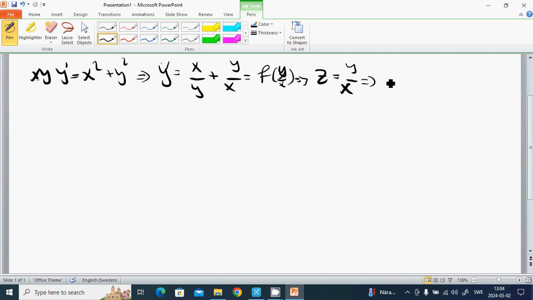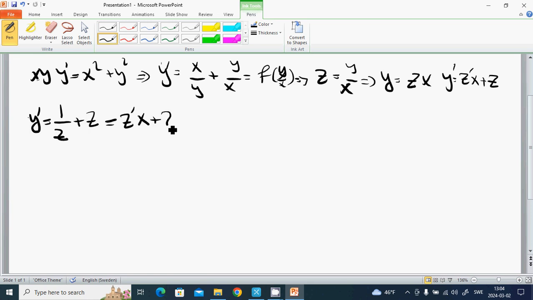Then y equals zx, and y prime equals z prime x plus z. We put here y prime equals 1 divided by z plus z. But y prime equals z prime x plus z, so the z terms cancel each other. Then we have z z prime equals 1 divided by x, and it is separable.